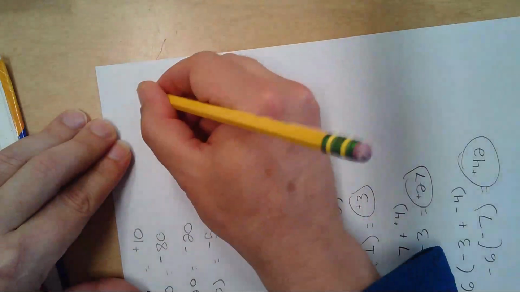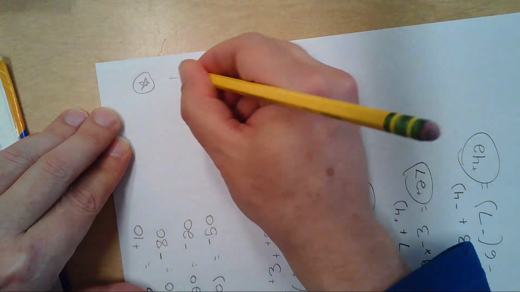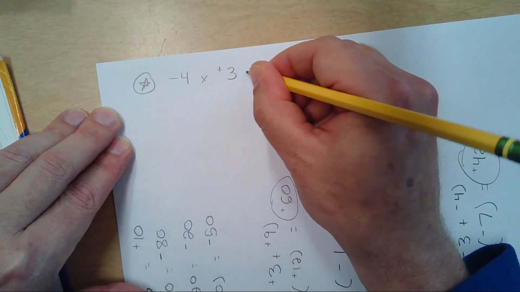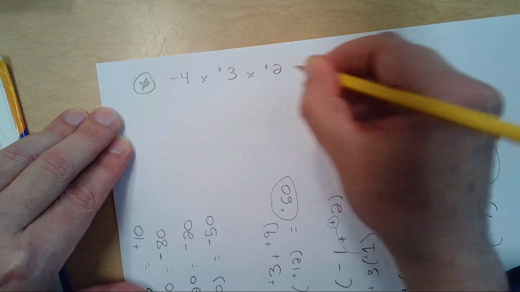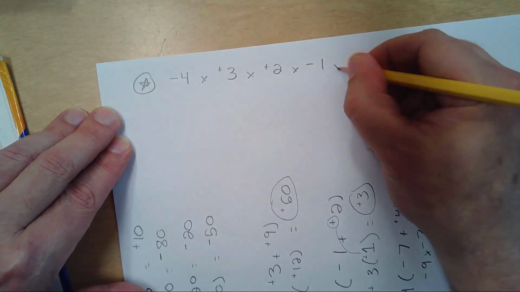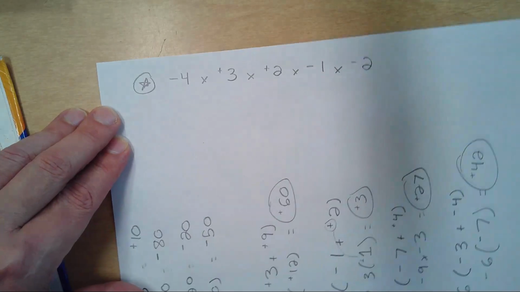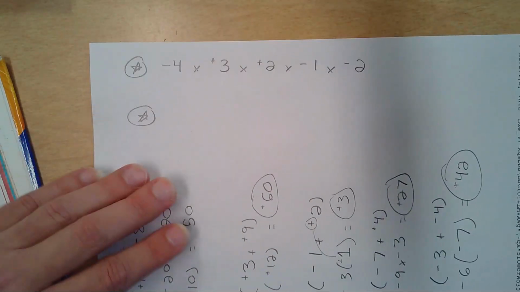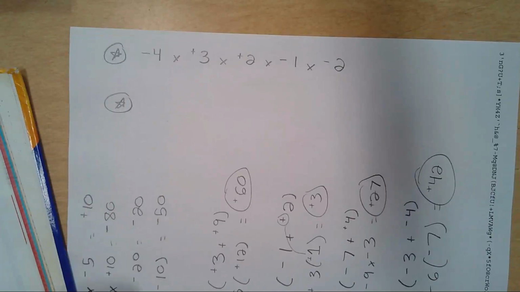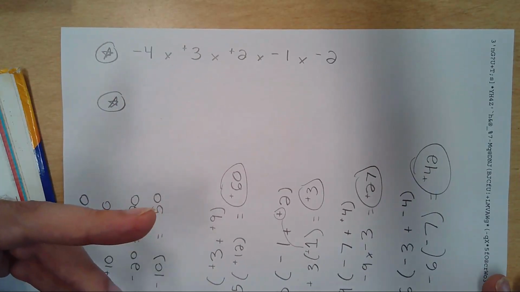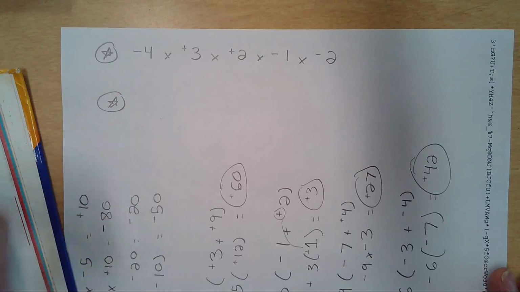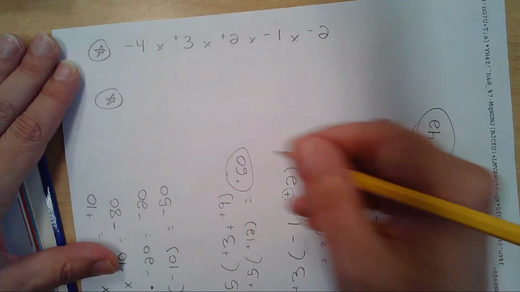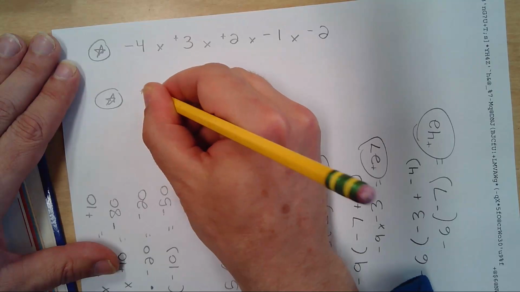2 problems here for my last 2 sticks. Negative 4 times positive 3 times positive 2 times negative 1 times negative 2. What is it? So multiply the numbers as if they're all positive, then count how many negatives you got.